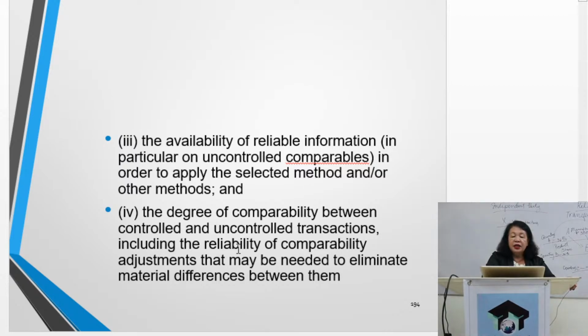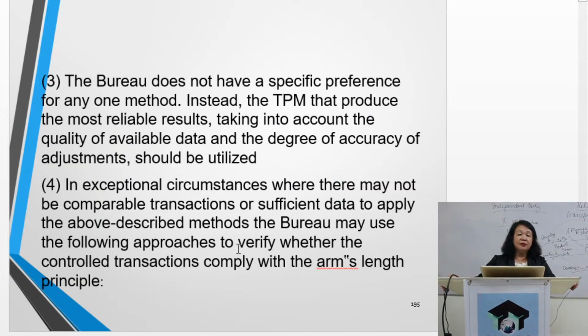Okay, so the degree of comparability between controlled and uncontrolled transactions, including the reliability of comparability adjustment that may be needed to eliminate material differences between them. So, pag na-compare ka na at nakita mo na may material differences na pwede mo namang i-adjust, then you make an adjustment. No? So, my question? The Bureau does not have a specific preference for any one method. Wala po siyang recommended na methods.